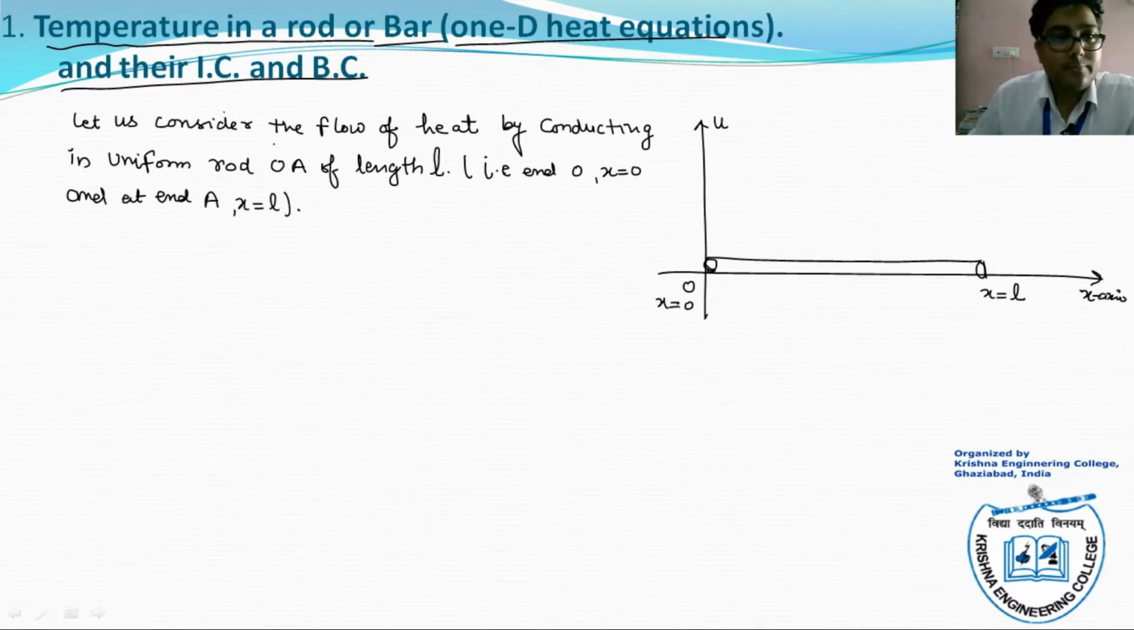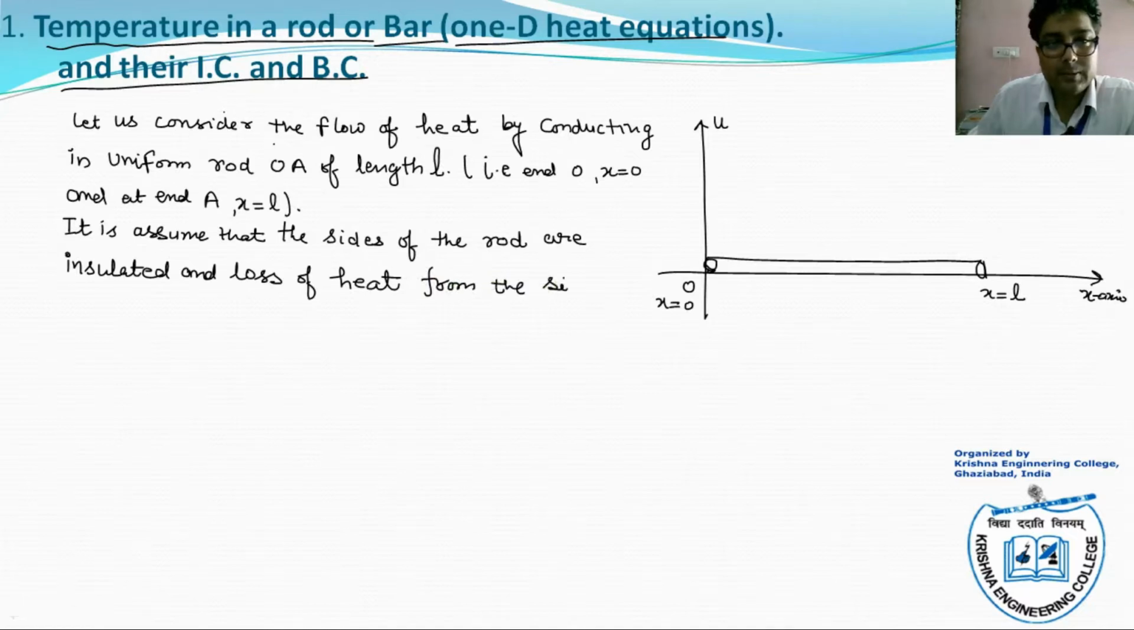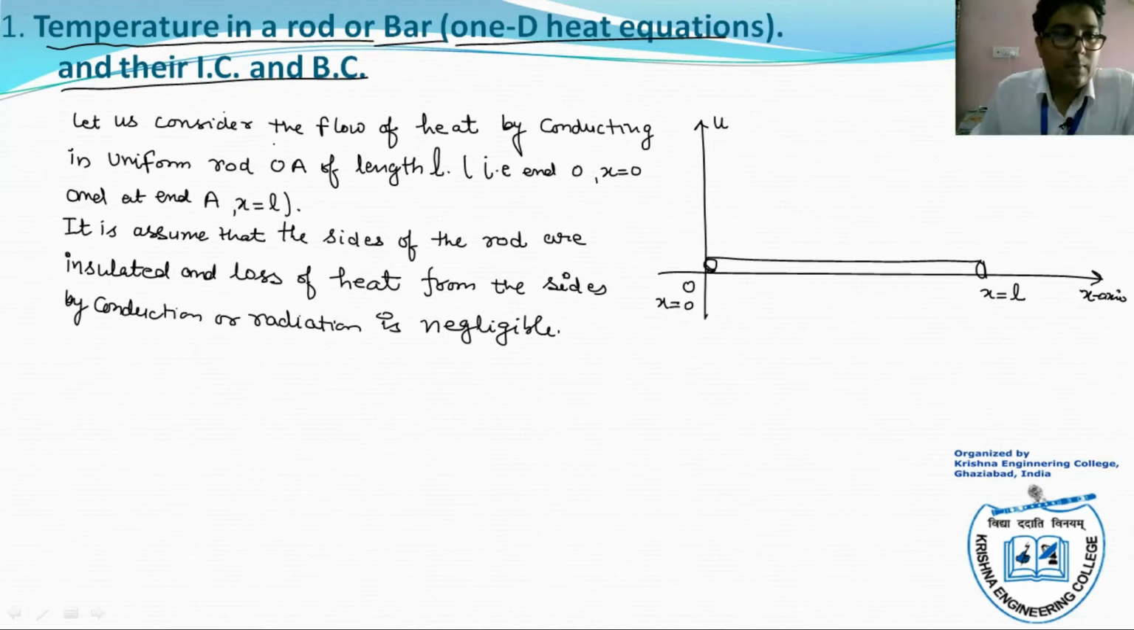It is assumed that the sides of the rod are insulated and loss of heat from the sides by conduction or radiation is negligible. Clear?